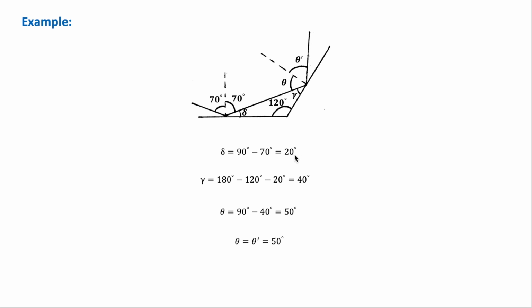Then we know that the sum of a triangle's angles is equal to 180. So this is the triangle. So gamma is equal to 180 minus 120 minus 20 is equal to 40 degrees. And this gamma is the angle that the ray reflected from the first mirror makes with the second mirror, okay? So from this we can find theta, which is 90 minus 40 equal to 50, and from the law of reflection, the angle of the second reflected ray, θ dash, is also equal to 50 degrees.